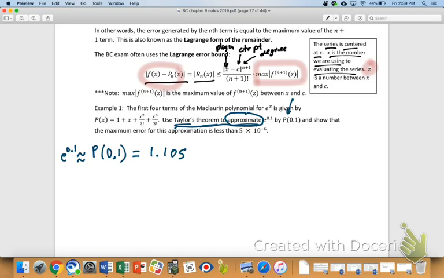You guys all okay with that value? Okay, so let me help you think this through. It goes on to say, and show that the maximum error for this approximation is less than, and that's a pretty tiny number, 5 times 10 to the negative 6th. We're supposed to show that our error here is less than that. Apparently that's the standard by which we've decided it's okay to be off by that much.